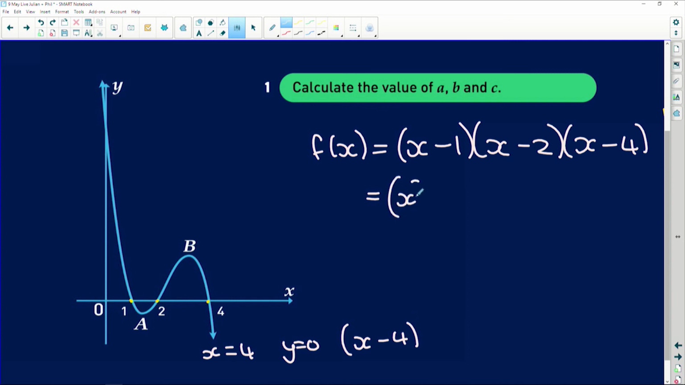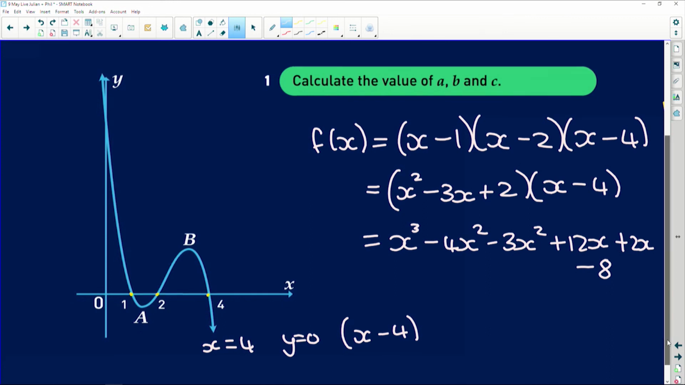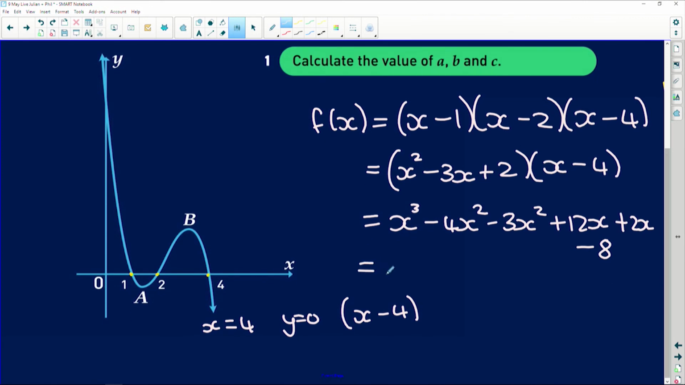If we multiply the first two brackets out, we get x squared minus 3x plus 2, and the last bracket stays there. If we continue to multiply out, we get x cubed minus 4x squared minus 3x squared plus 12x plus 2x minus 8. Now let's simplify with like terms. We get x cubed minus 7x squared plus 14x minus 8. So that is our function.